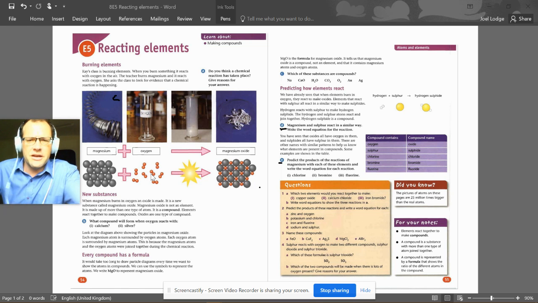Hello, Year 8. Just another lesson on how to make notes from your textbook. You've got this page here, page 54, 55. Today we're looking at reacting elements.